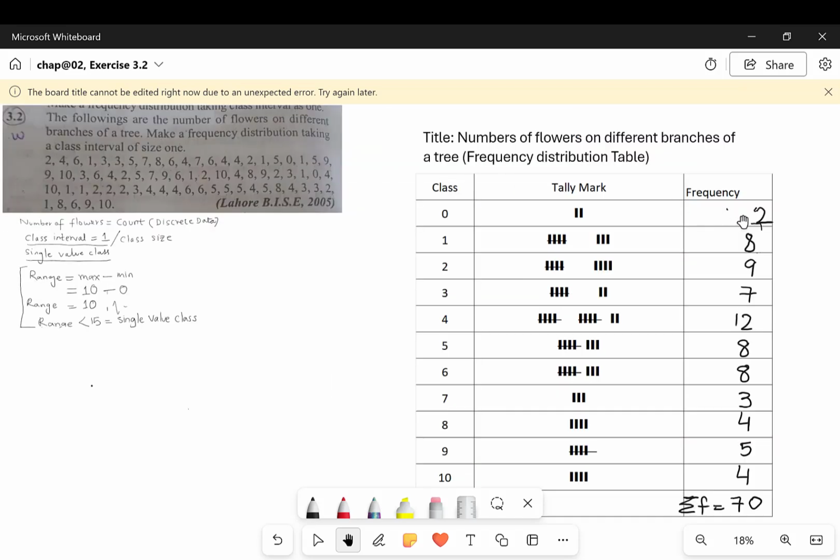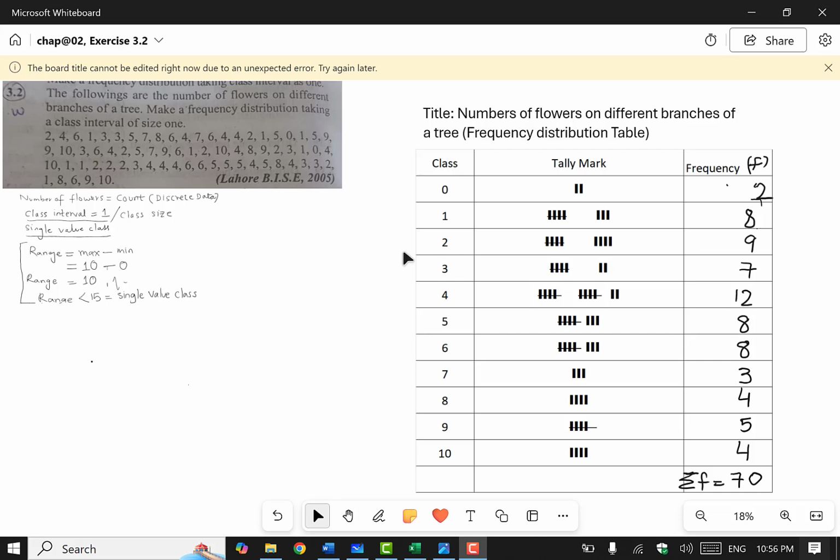After making a frequency distribution table, it's very easy to read. Reading raw data is very difficult, but here it's very easy. There are 8 branches that have 1 flower. There are 9 branches that have 2 flowers. Similarly, there are 12 branches having 4 flowers. This way we can easily read the data from a frequency distribution table. Here the classes are number of flowers and the frequency is number of branches. I hope you understand.